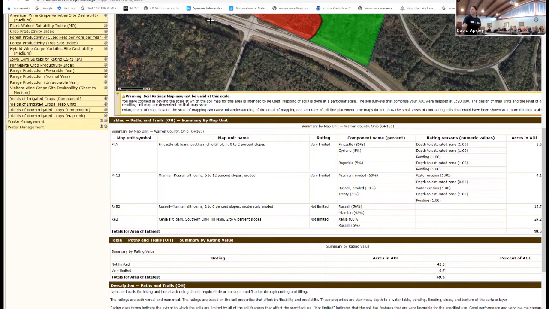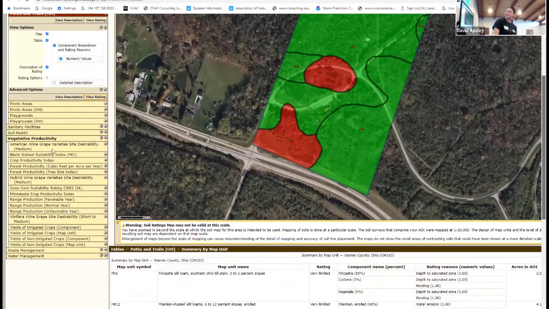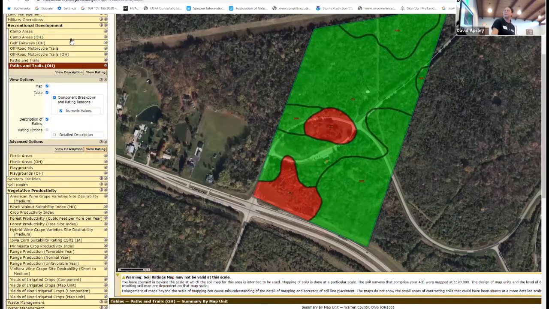So there are all these different recreational aspects you can look at: picnic areas, playgrounds, motorcycle trails, camp areas. I don't know what you plan to do with your property, but it helps you look at some of the soil limitations or benefits to some of the soils on your property.